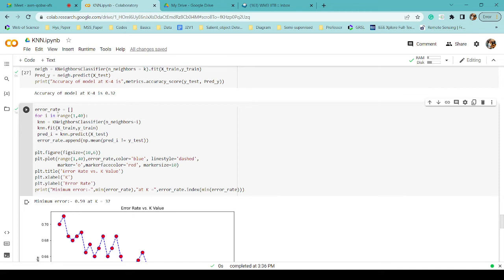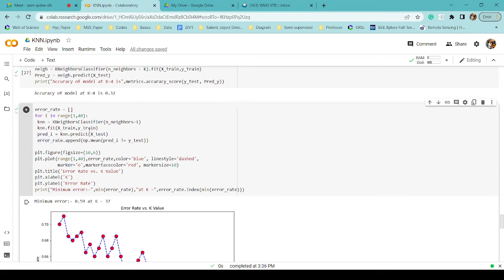So first, let's go with the error rate. I'm taking the range of 1 to 40. And what is this range? I'm taking the value of k. So if you'll see, for i in the range 1 to 40, take the value of k from 1 to 40. Now you have to see, it's a huge data, right? 1, 2, 3, 4. So check the accuracy from all 1 to 40. Now I take the k neighbors.